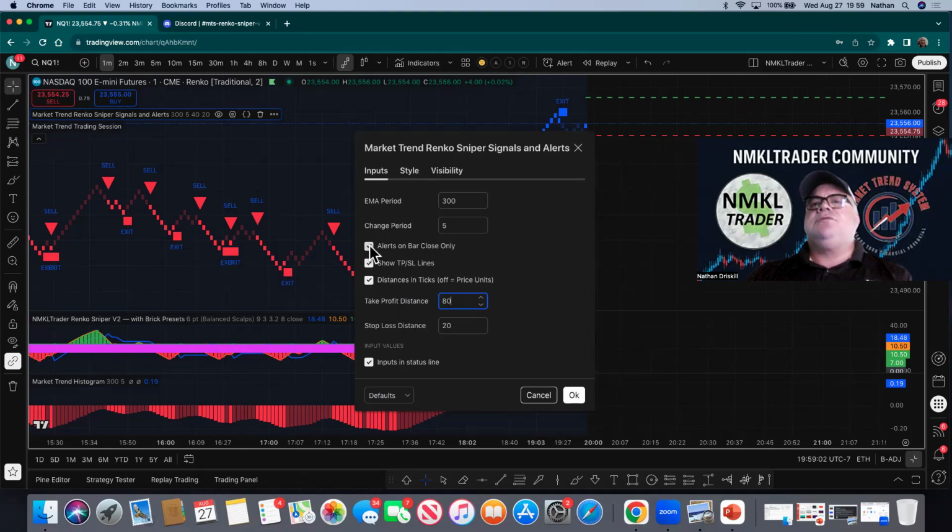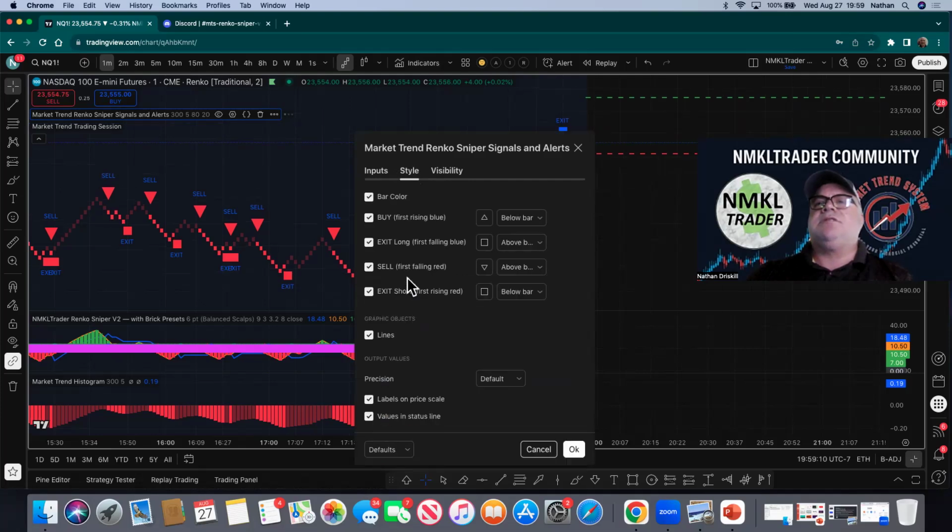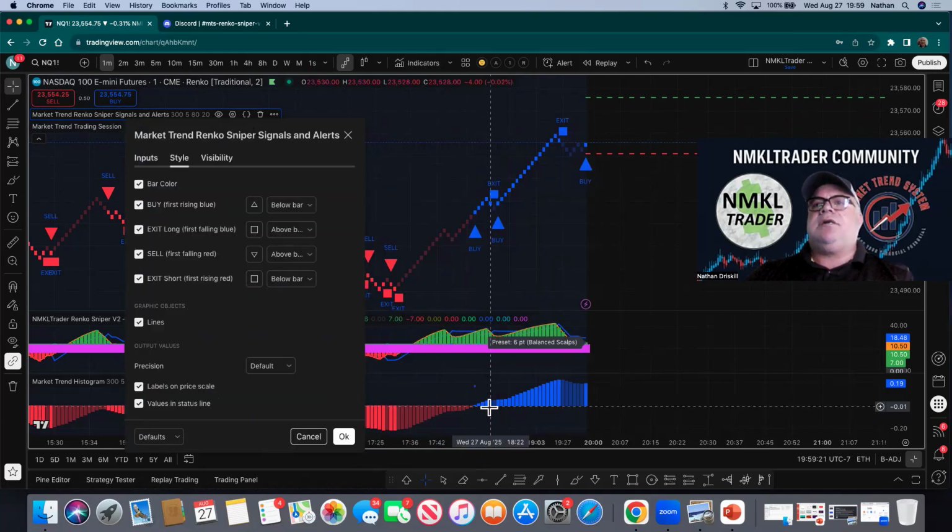Then you want alerts on bar close only. So this is kind of how we want to set this up. And then for the style, let's just keep this simple. Bar color, yes, you want that checked, buy on the first rising. What that simply means is anytime you get a blue rising bar, the first blue rising bar, it's going to give you a buy signal, okay? And then once you get the first falling blue, it's going to give you an exit.